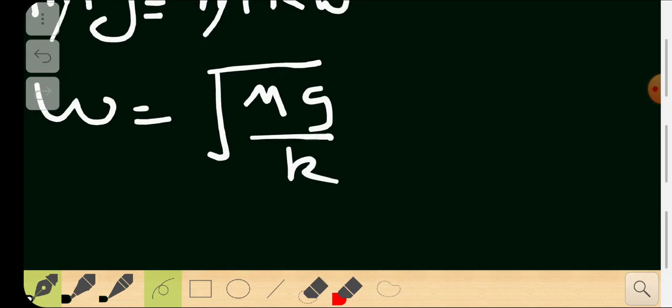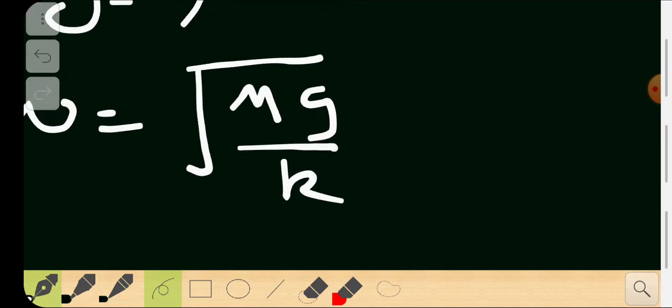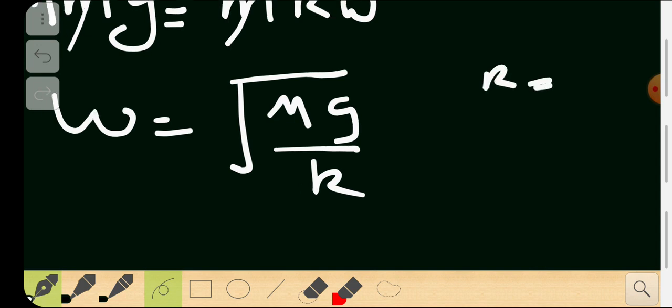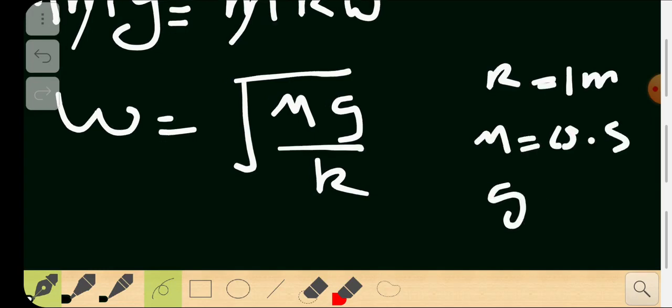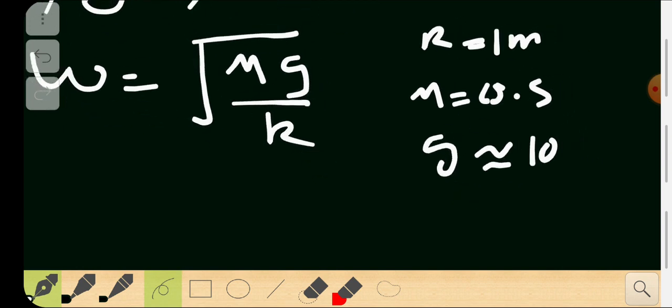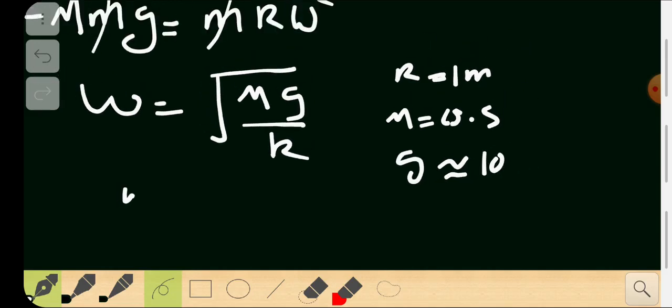So if you have a static friction mu of 0.5, and r is equal to 1 meter, and g approximately equal to 10 meters per second square, you substitute that back into this equation. I'm not going to do that anyways. If you do that, you get a number, so you can clearly see that it is inversely proportional to the square root of the radius, and it is directly proportional to the square root of the friction.